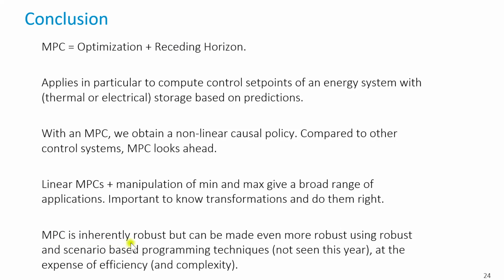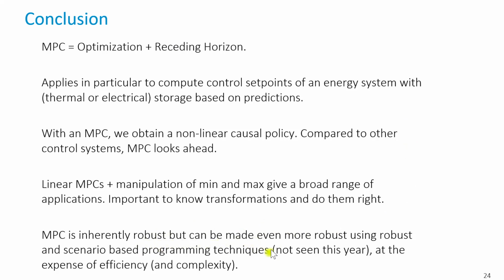Last, MPC is very much used in the context of energy systems, but also in other contexts, in control of any industrial system, because it's very robust. The robustness comes from the fact that we take a decision now based on looking into the future, but we will revisit this decision as soon as we have new information. Because of that, it's robust.